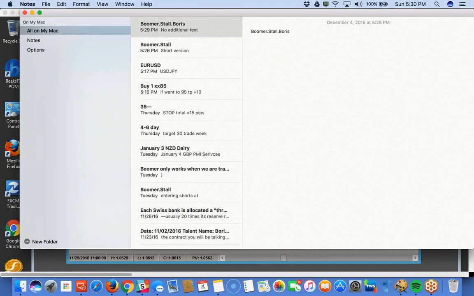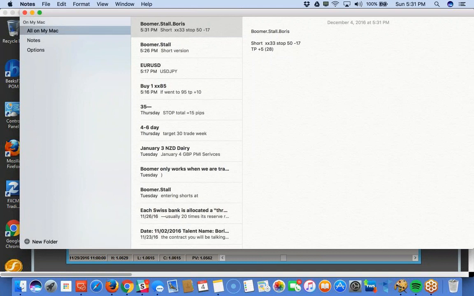So what we've done is we created what's called the Boomer Stall Boris, which works the following. It has a 2-entry structure, and in this case, I'm going to give you the shorts and the longs. So the short structure is we're coming in at 33, with a stop at 50. So our stop is minus 17 on the first lot, and our take profit is literally only plus 5. If it goes to 28, I'm done. I resolve my trade.